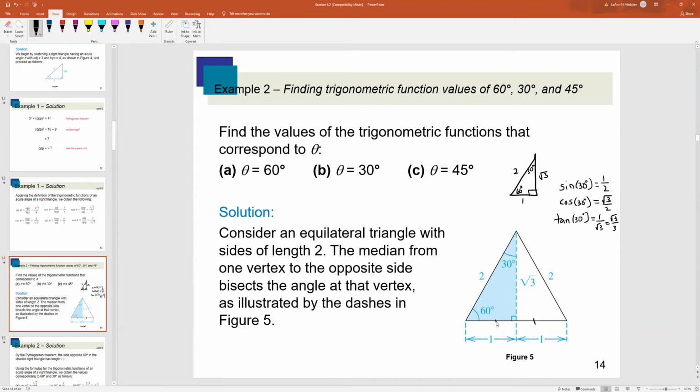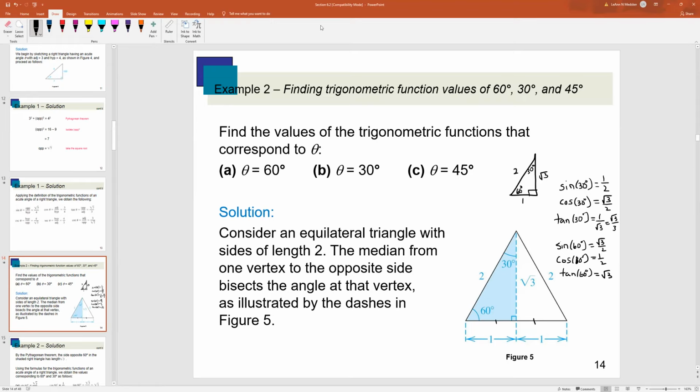It's that rationalizing step. And if you do sine of 60 degrees, notice that you're going to get opposite over hypotenuse, so square root of 3 over 2. You're going to get cosine of 60 degrees, not 30, is the 1/2 again. And tangent of 60 degrees is square root of 3 opposite over 1.